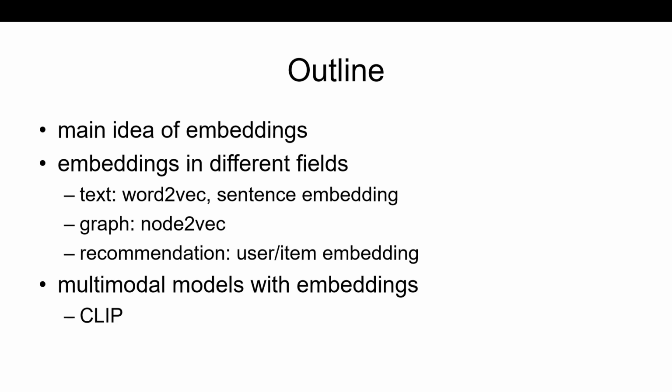with different modalities. And I will show you one example, which is CLIP, a very popular model that can take both text and image as inputs, and also output embeddings that can take care of different kinds of input data.